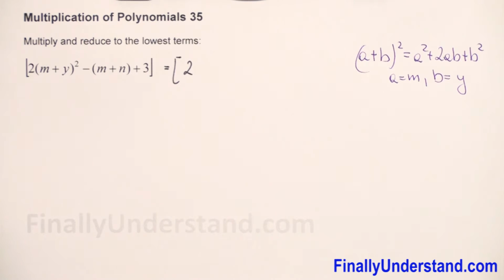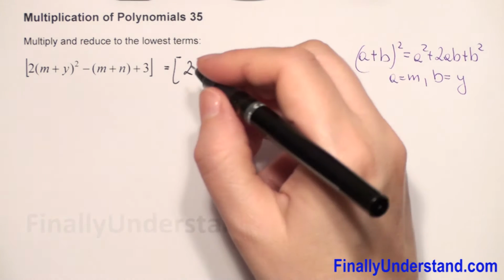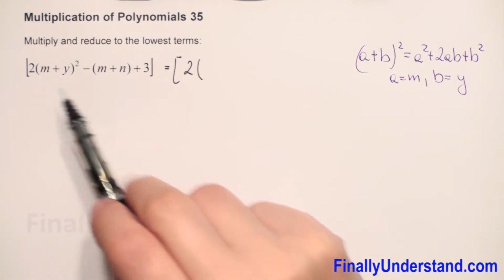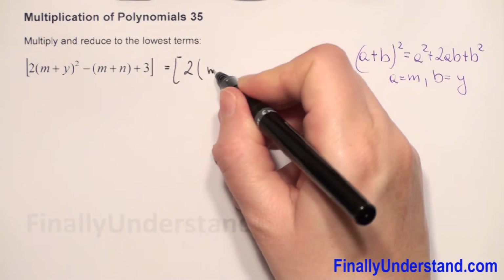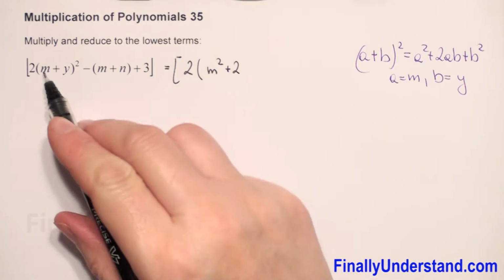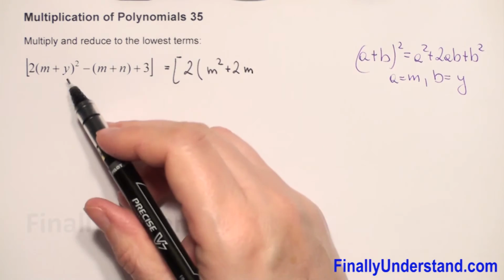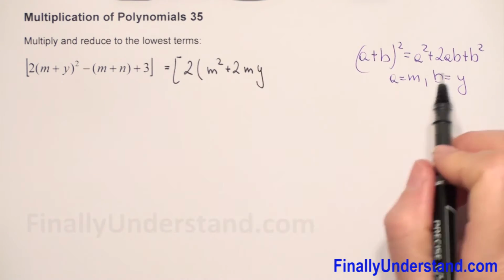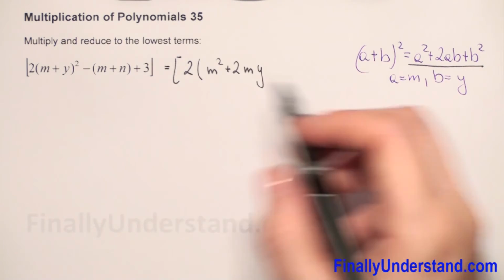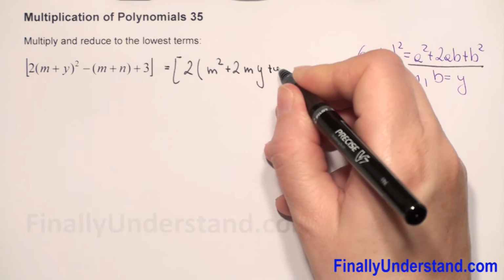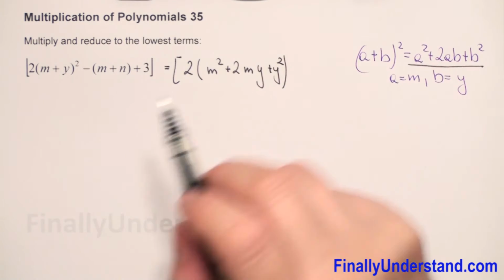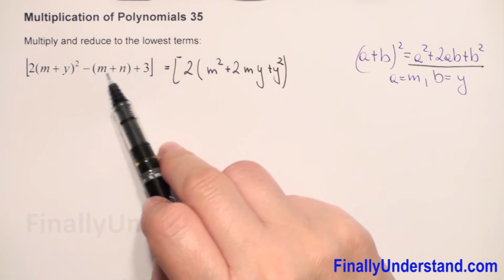So we will have 2 and in parentheses we will have m square plus, next we have 2 times m and y, the same, I just used this formula, and next we have b square, so it will be y square. And close parentheses. Next we have a negative sign before this whole expression.